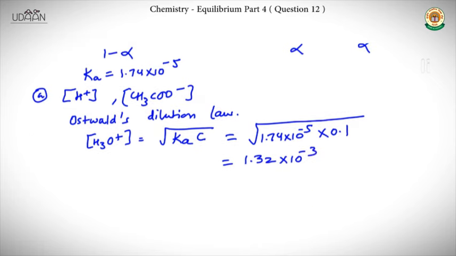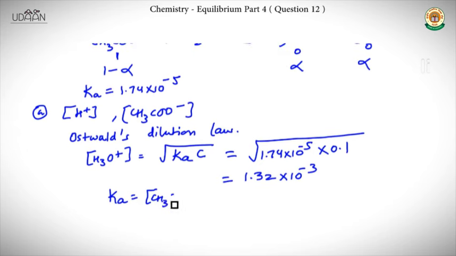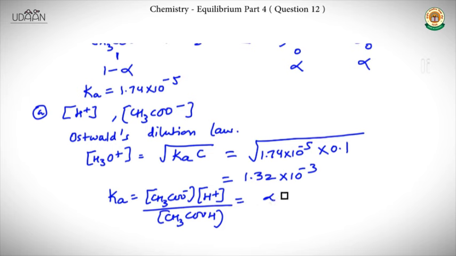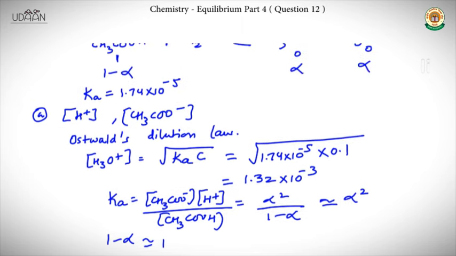If instead of remembering the formula you want to derive it, you can do that. Ka will be the concentrations of CH3COO minus and H plus upon CH3COOH. So this will be alpha square upon 1 minus alpha. Since alpha is very small, 1 minus alpha will approximately be equal to 1. Basically it is C alpha square, because in general we start with the concentration C.